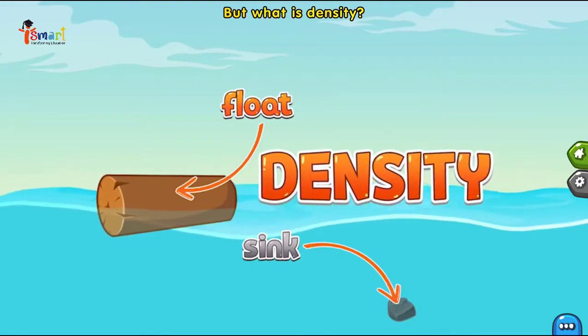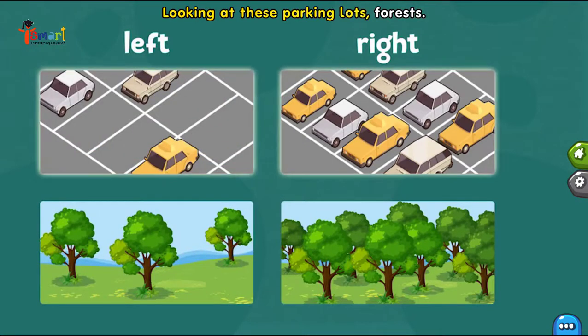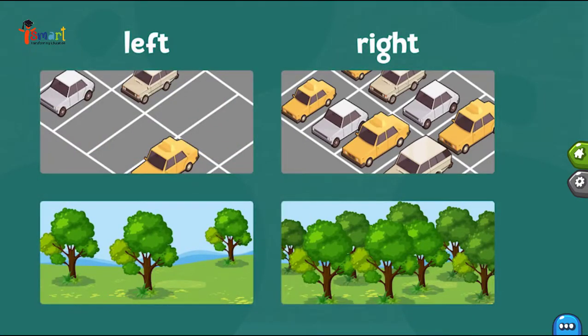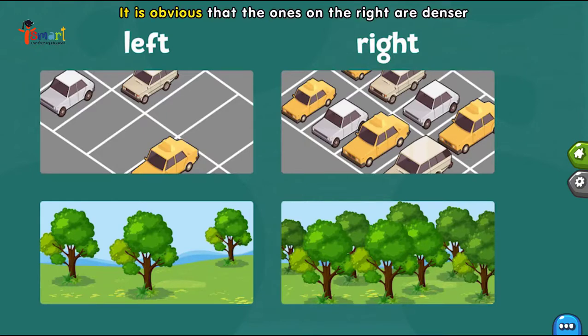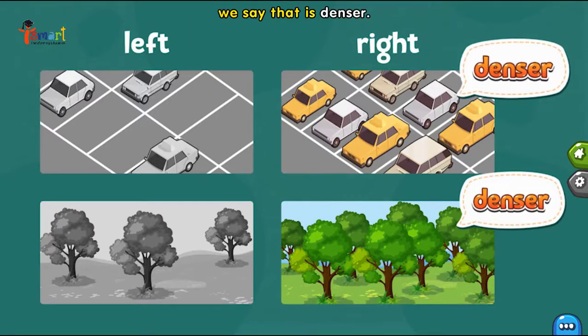But what is density? Looking at these parking lots, forests, which ones are denser? The ones on the left or the ones on the right? It is obvious that the ones on the right are denser than the ones on the left because there are more objects in the same areas. In the same amount of space, if there are more things, we say that is denser.